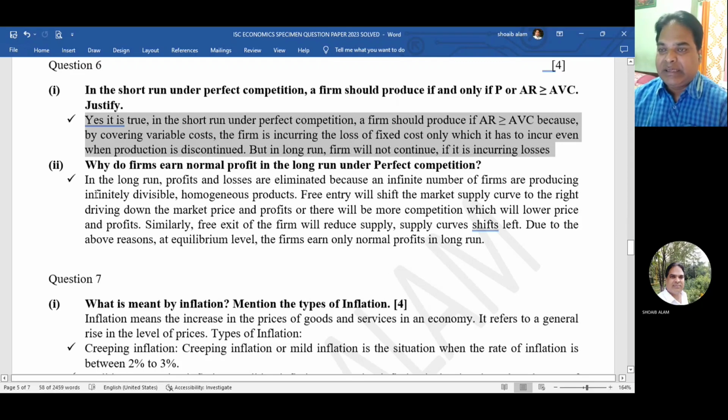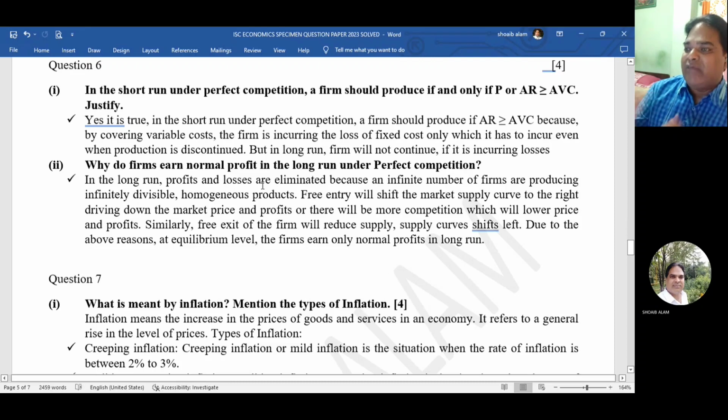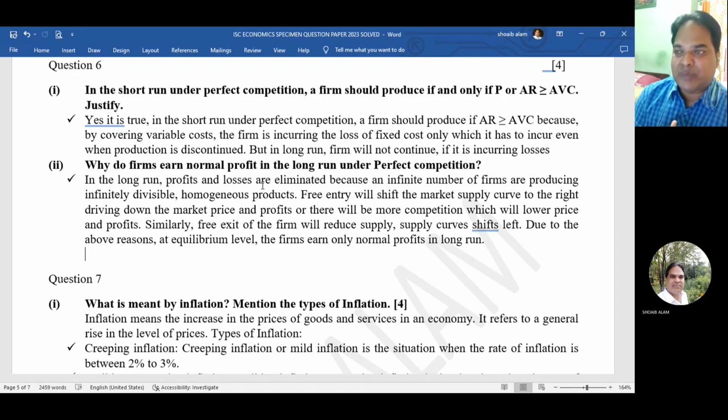Okay. Then why do firms earn only normal profit in the long run under perfect competition? In the long run, profits and losses are eliminated because an infinite number of firms are producing an infinitely divisible homogeneous product.